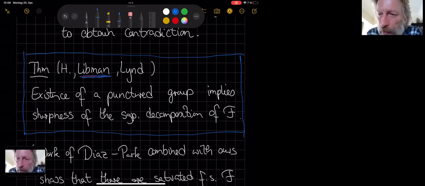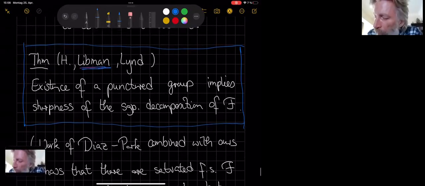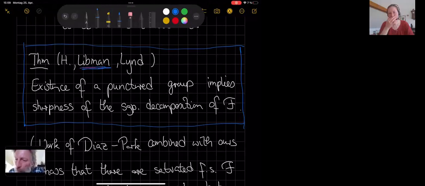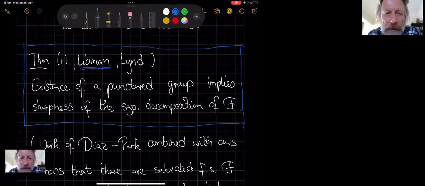It's related to characterization of nilpotent blocks. So if you applied that to block theory, it might say something about which blocks are nilpotent. Oh, okay. Okay, thanks very much.